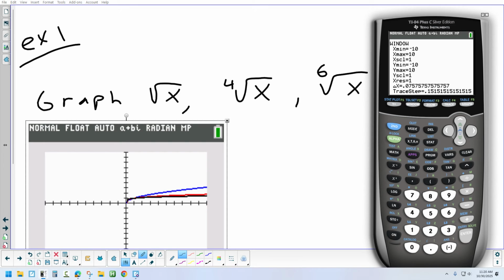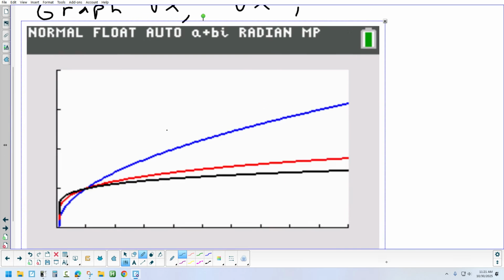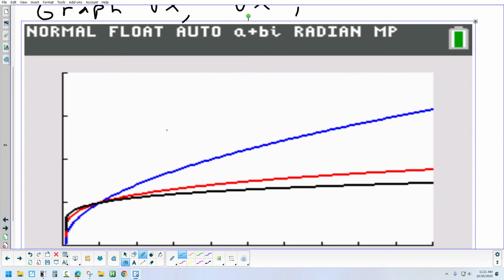So let's zoom in closer so we can see what's happening just in that section in quadrant 1. Let's do a y max of like 4. And I think everything else looks good. So square root, 4th root, 6th root. Okay, that should give you a little better idea of what's happening. Anybody notice anything else now about those graphs?